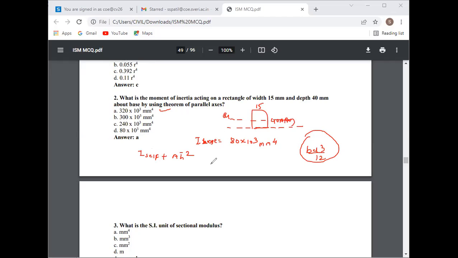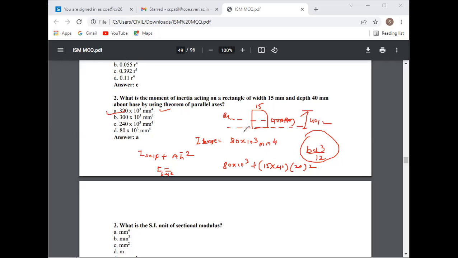I self means the moment of inertia for that particular section, 80 into 10 raised to 3, plus area is 50 into 40 into h bar. Now h bar is 40 divided by 2, so here 20 square. Now you check I base, moment of inertia about base, which is equal to how much? 320 into 10 raised to 3. Yes. So option A is correct.